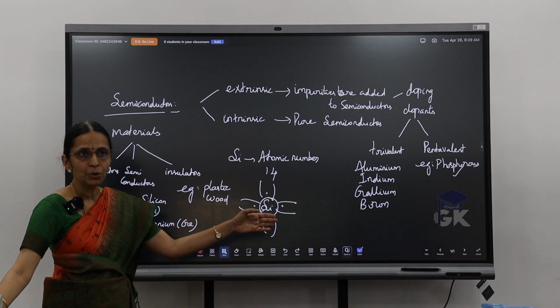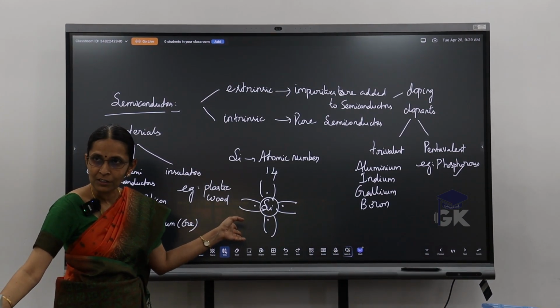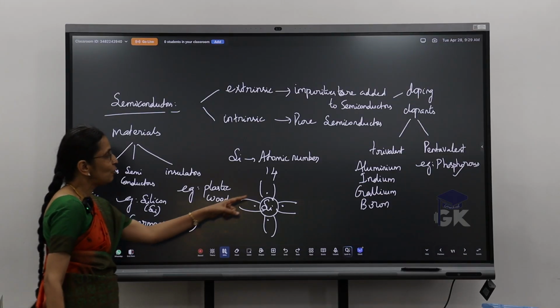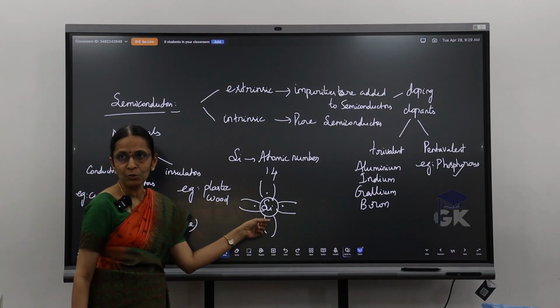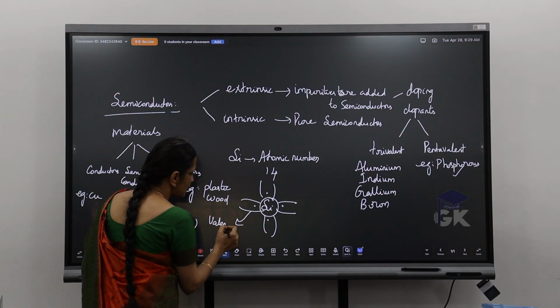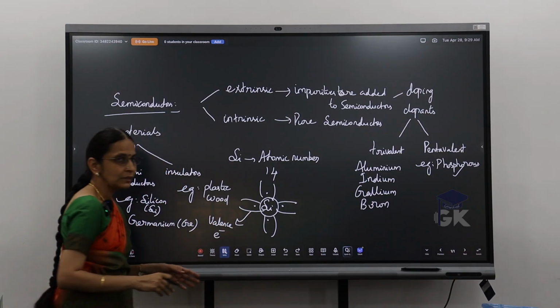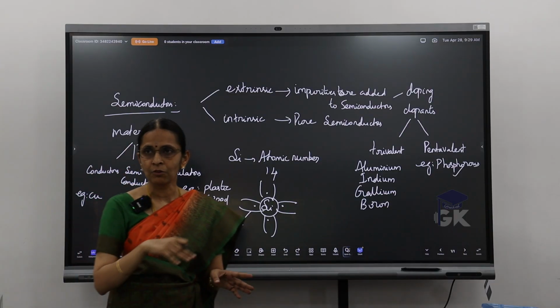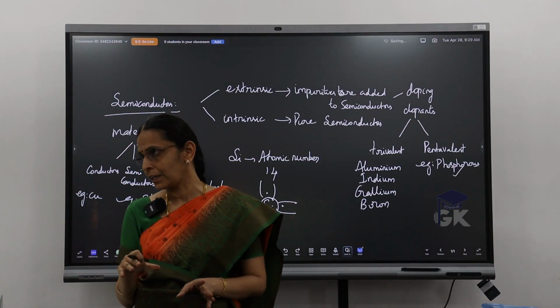I'm not going deep into it. Hope all of you know how that number 4 has come, because it's your basic physics. Fine. So 4 electrons are there in the outermost shell. These electrons are nothing but your valence electrons. So basically, your silicon compound, if you take, what happens? It has 4 valence electrons.